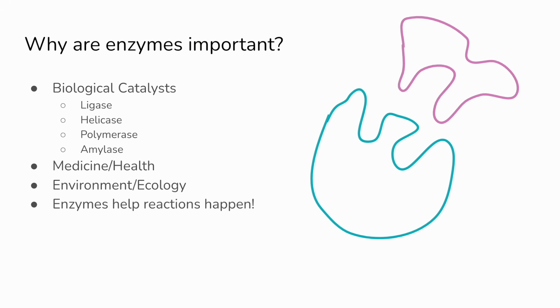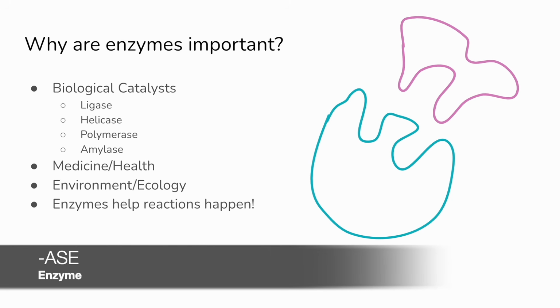Let's get back to enzymes. Remember, these are a type of protein. They are extremely important to living things. They are biological catalysts, meaning they get things going, they get reactions started. Things like ligase, helicase, polymerase, amylase, these are all enzymes. Notice all of these words end in the letters ASE, which makes it easy to recognize an enzyme even if you've never seen it before.